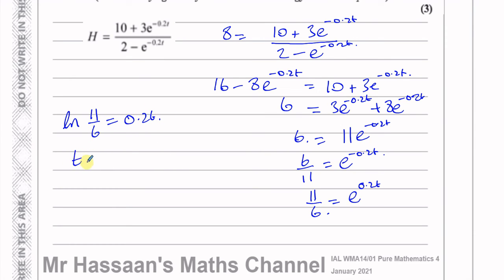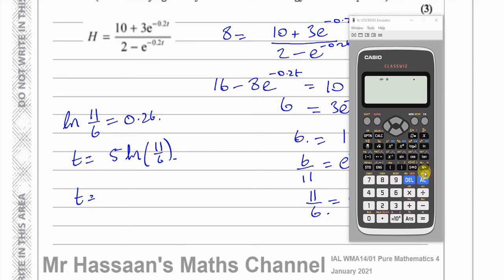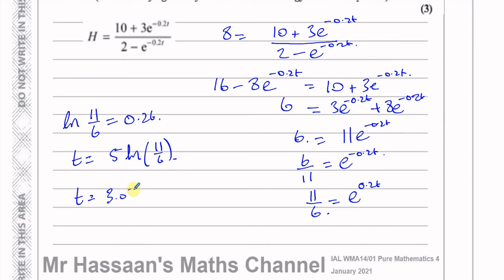So I can say t is equal to, this is 1/5, so it's 5 times the ln of 11 over 6. Now, they probably want it in days instead of exact form. So let me get the calculator and sort that out. Okay, so we got 5 times the ln of 11 over 6. That gives us 3.03. So 3.03 days to 3SF.